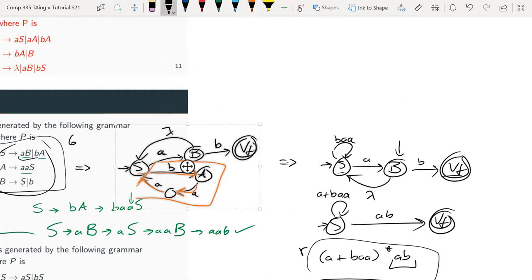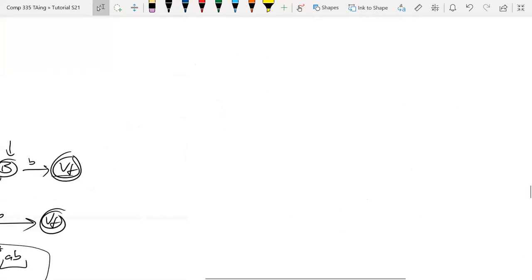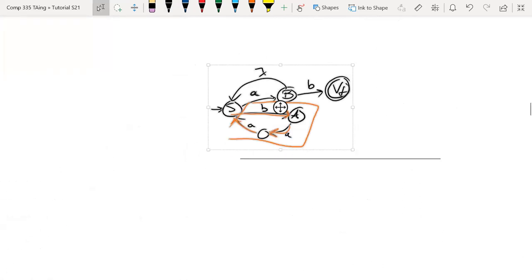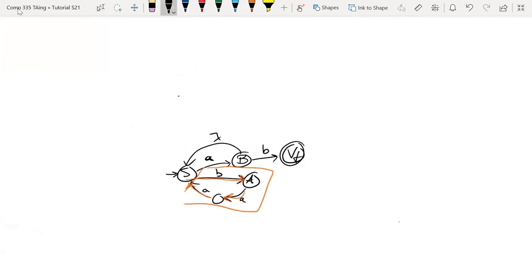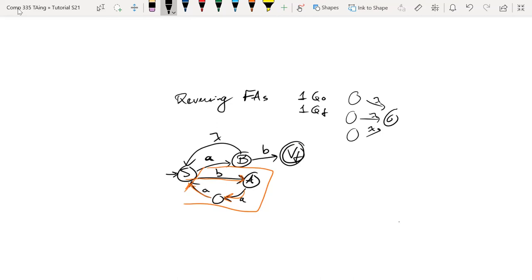So let's take this FA. Copy, paste. Okay. So one thing about reversing FAs that you need to remember is that you always have one initial state, but you also need to have one final state. If you have several final states, then use lambda transitions to create a single final state. Because otherwise, the algorithm doesn't work, because it's not designed for that.